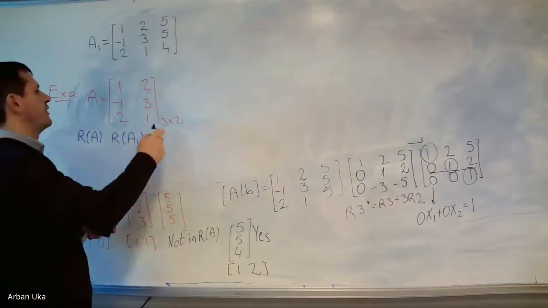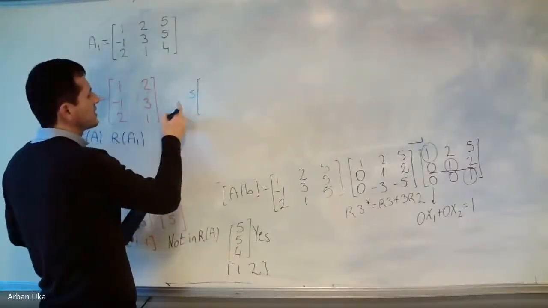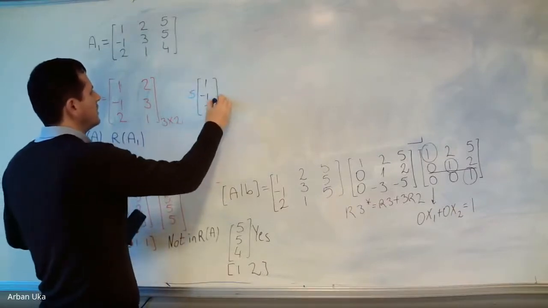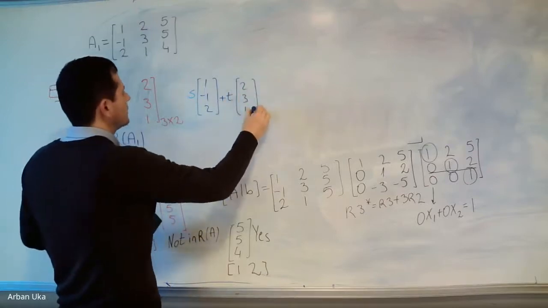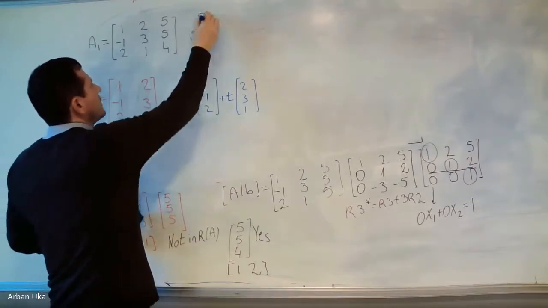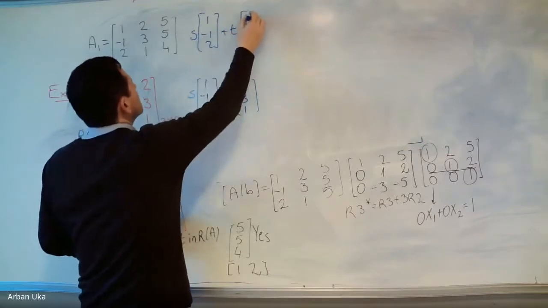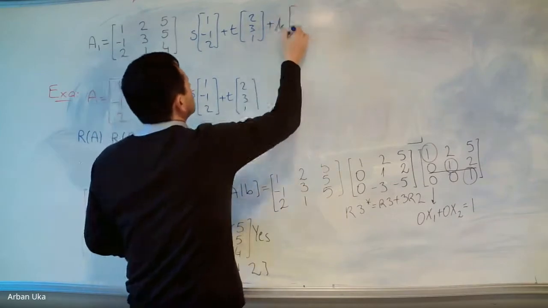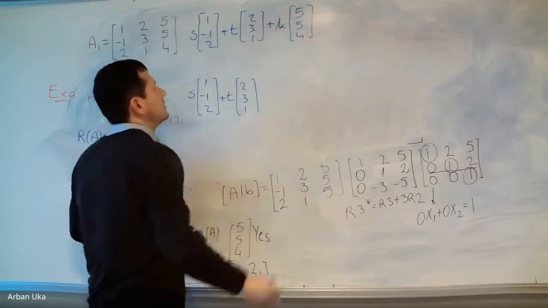So what is the range of A? The range of A is S times, so S is like a free variable. We can call it x1 or S. 1, minus 1, 2, plus T times 2, 3, 1, okay? And here, this would be equal to S times 1, minus 1, 2, plus T times 2, 3, 1, plus K times 5, 5, 4.